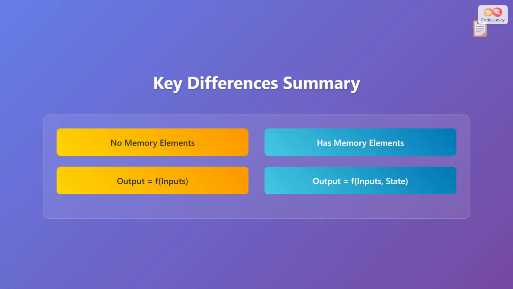Here's a summary of the key differences between combinational and sequential circuits. Combinational circuits do not have memory elements, while sequential circuits do. In combinational circuits, the output is a function of the inputs only. In sequential circuits, the output is a function of both the inputs and the current state of the circuit.